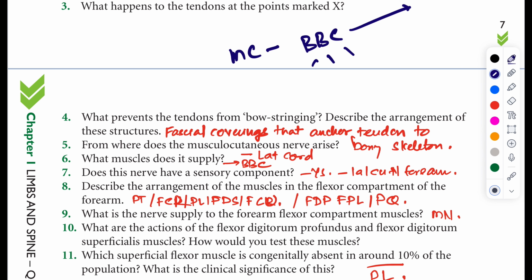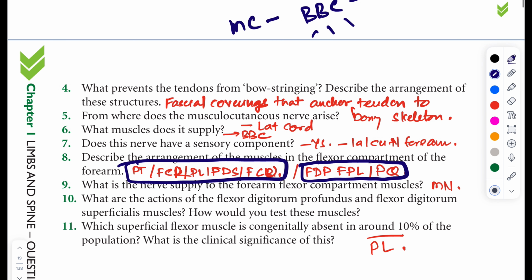Describe the arrangement of muscles in the flexor compartment of the forearm. There are five superficial muscles: pronator teres, flexor carpi radialis, palmaris longus, flexor digitorum superficialis, and flexor carpi ulnaris. Deep muscles are flexor digitorum profundus, flexor pollicis longus, and pronator quadratus. What is the nerve supply to the flexor compartment of the forearm? The basic nerve is the median nerve.